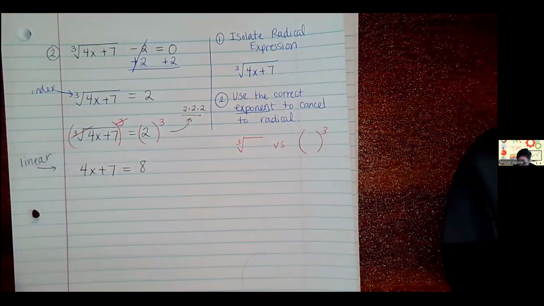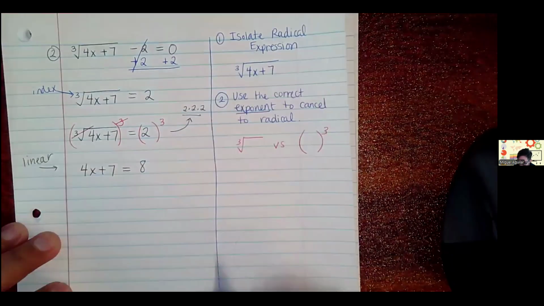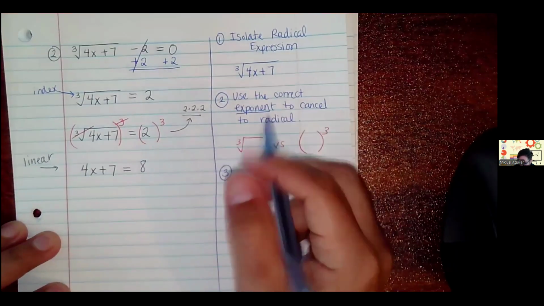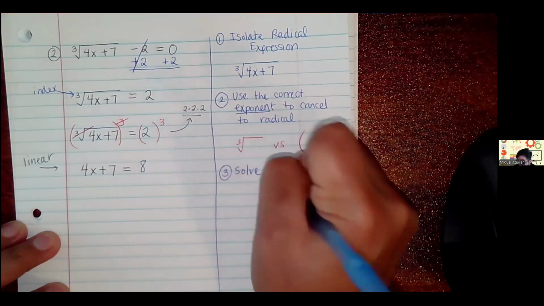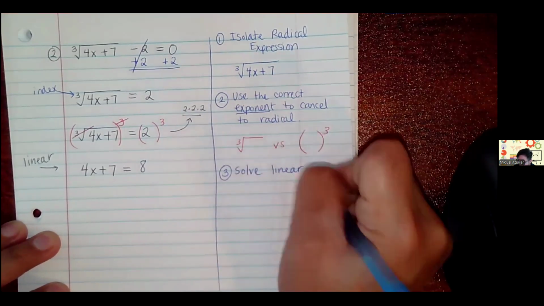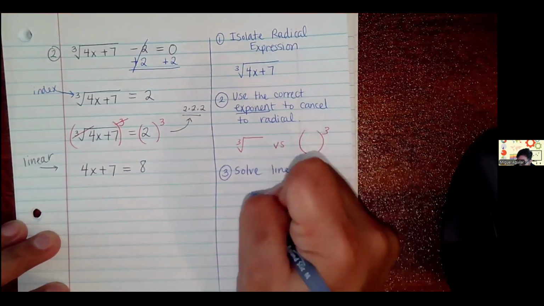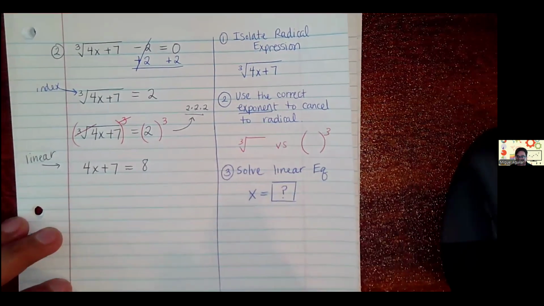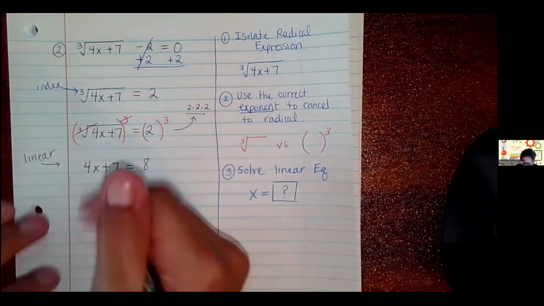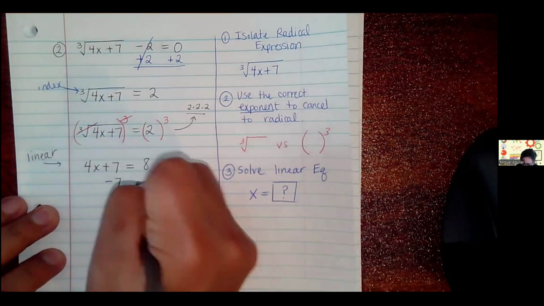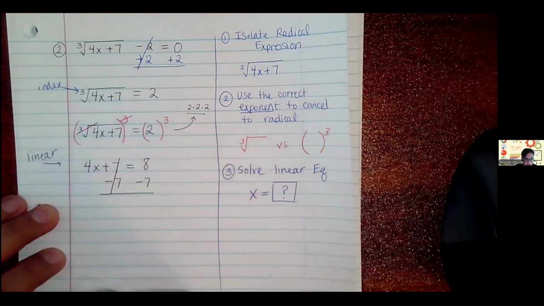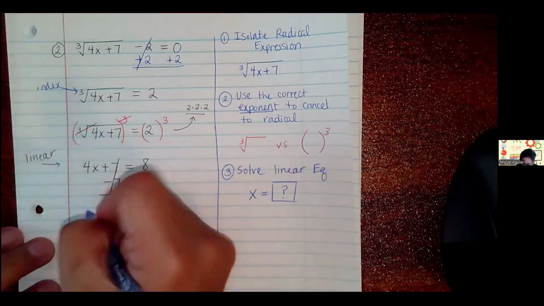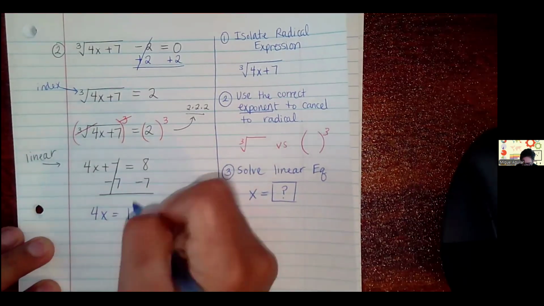So the next step we're going to take is to solve the linear equation. And remember, when we're solving a linear equation, we're just trying to get x is equal to blank. Okay, so we want to get the x by itself. So here we'll subtract 7 from both sides. Okay. Then we'll have 4x is equal to 1.